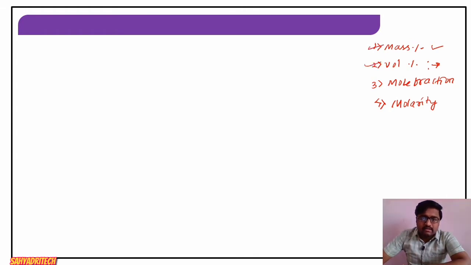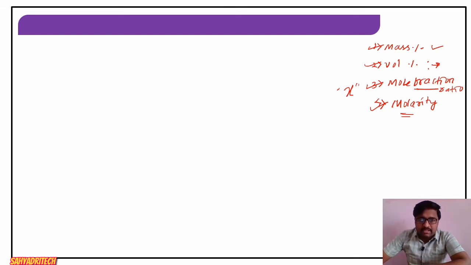Then the third one we considered is mole fraction. So what is mole fraction? It is the ratio of the number of moles of one component to the total number of moles of a solution. It is abbreviated with chi. Then the fourth one we studied is molarity. Molarity is the number of moles of solute present in 1 liter of a solution. So these are the four concentration terms.